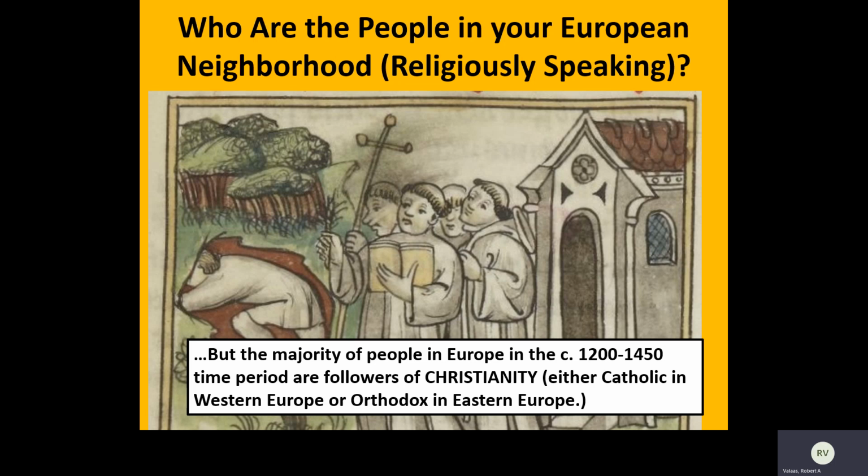Who are the people in your neighborhood? At least religiously speaking. Because there's a lot of religious diversity. There's a certain extent, I should say, of religious diversity in Europe. Some of you might remember this primary source image from the 13th century from your DBQ back in November. It is of a Jewish person and a Muslim person playing chess.